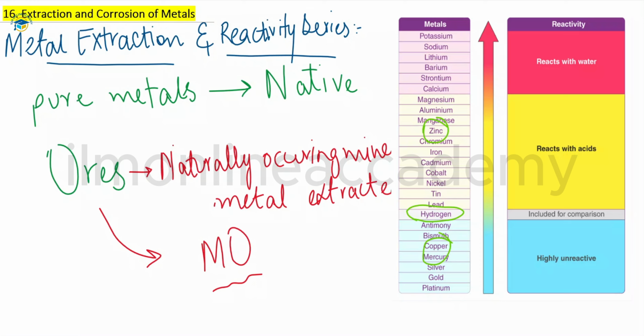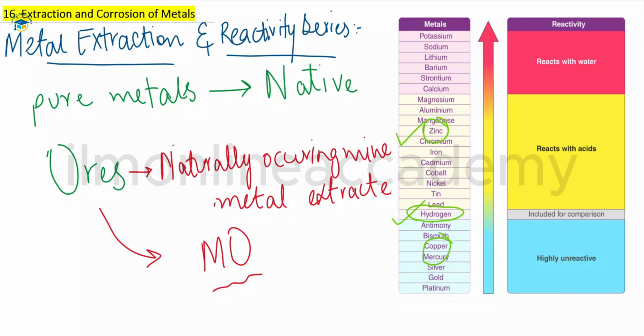So for instance, hydrogen will remove oxygen from copper oxide to give copper metal, but hydrogen will not reduce zinc oxide to zinc metal. Why? Because of its reactivity. As zinc is more reactive compared to hydrogen, hydrogen cannot replace the oxygen in zinc, but hydrogen can take the oxygen from copper because copper is less reactive than hydrogen.